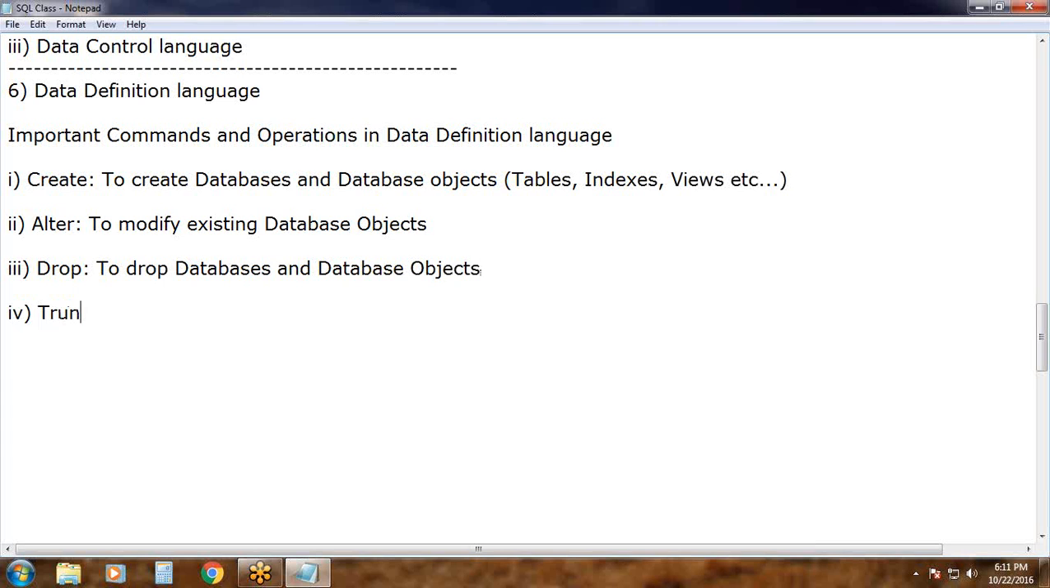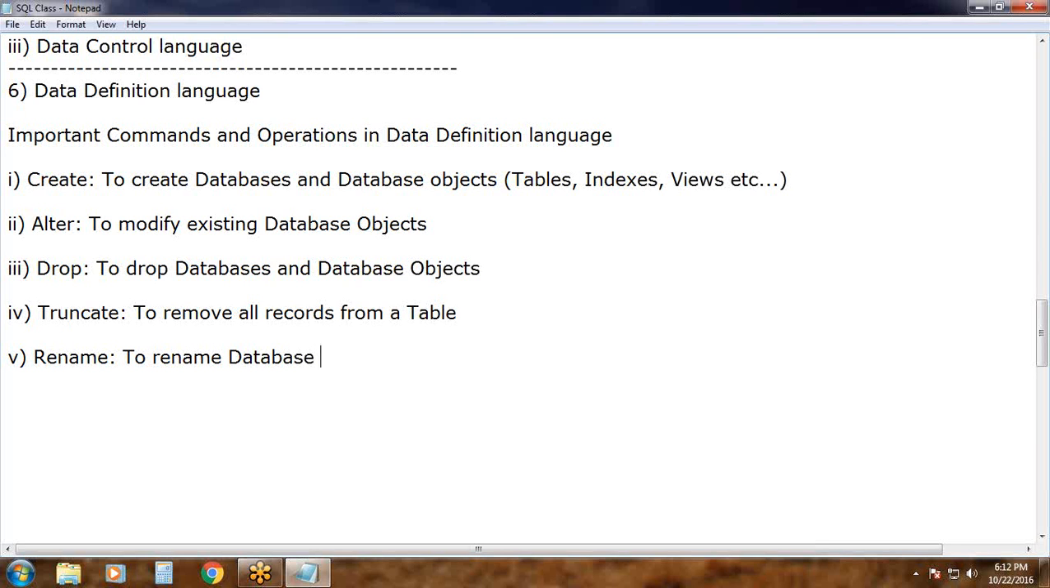Next, truncate. Truncate, to remove all records from a table. Next, rename. Rename, to rename database objects. You can rename table names, etc.